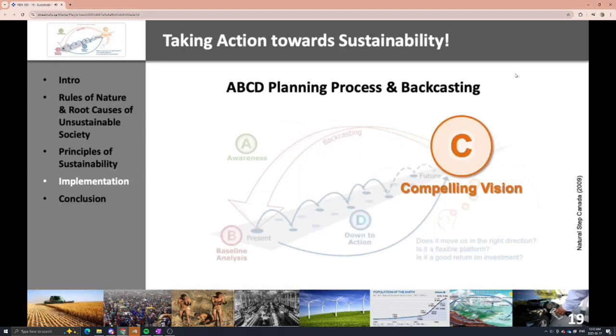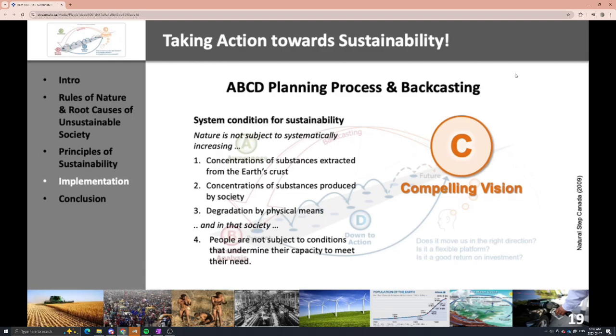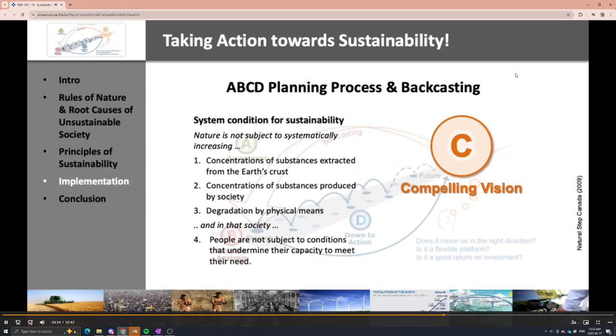Now, having followed step B and established a baseline, we have some idea of where we are at with respect to sustainability. So now we decide where we want to go. The system conditions for sustainability come in as a handy reference. The compelling vision describes where we want to be as individuals, communities, or companies so that we do not degrade the environment or prevent other people from meeting their needs.